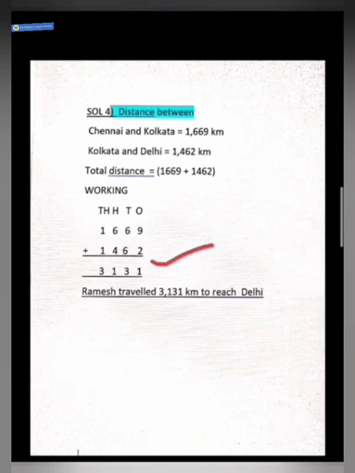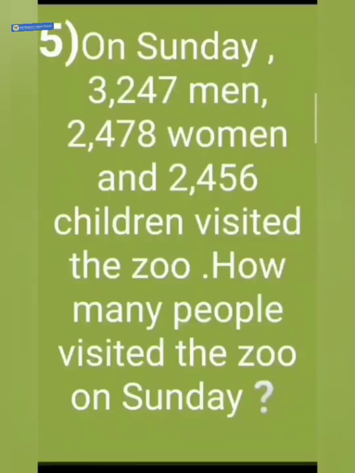And the concluding statement will be Ramesh travelled from Chennai to Kolkata to Delhi. In total, he travelled 3,131 kilometers to reach Delhi from Chennai. This is question number 5 of worksheet number 3. Try to solve this question in your copy on your own.